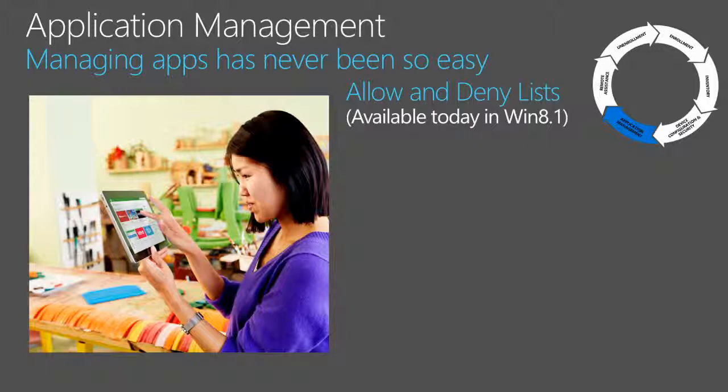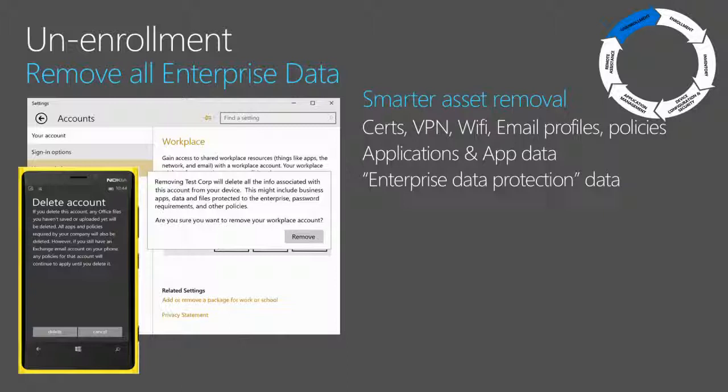The unenrollment, that's the last one. So whatever we have spoken about today that is classified as enterprise data, which could be certificates, VPN profiles, Wi-Fi profiles, applications that we have deployed, or enterprise data protection, so the files that have been tagged as being enterprise data, they will be automatically removed if we do a selective wipe.